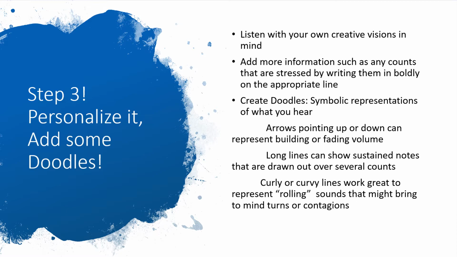The symbolic stuff like arrows when they hear the music building or fading, long lines to show a sustained note, curly or curvy lines that represent what I would say were rolling sounds. And then the next step would teach them that sounds to me like, oh, you should be turning, or you should be doing a contagion or a ripple.